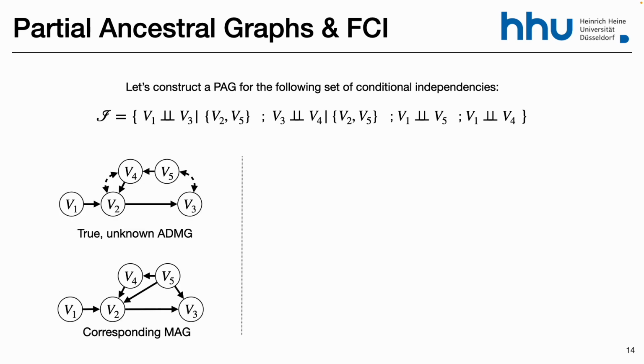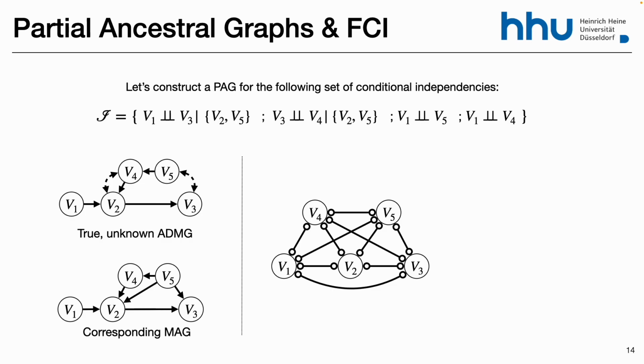So how do we do it? This is just for reference. We have the ADMG there, the MAG there. If you apply d-separation and m-separation here, you see the same sets there. So how do we construct the PAG? We start with the complete graph, right? And what's the next step? Remove the edges that are not necessary because of conditional independencies. Right. So which edges are there?